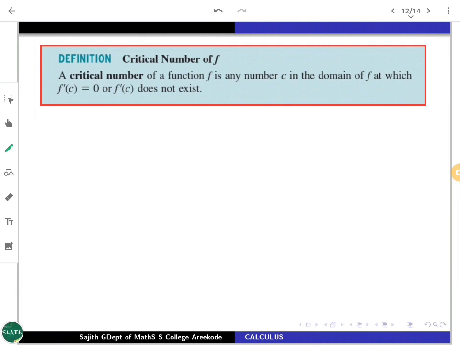But don't jump to a conclusion about the converse. The converse of Fermat's theorem is not true. You cannot conclude that if c is a critical number of f, then f must have a relative extremum at c. That is not true at all. That also we will look at with an example. A very nice example will be given.